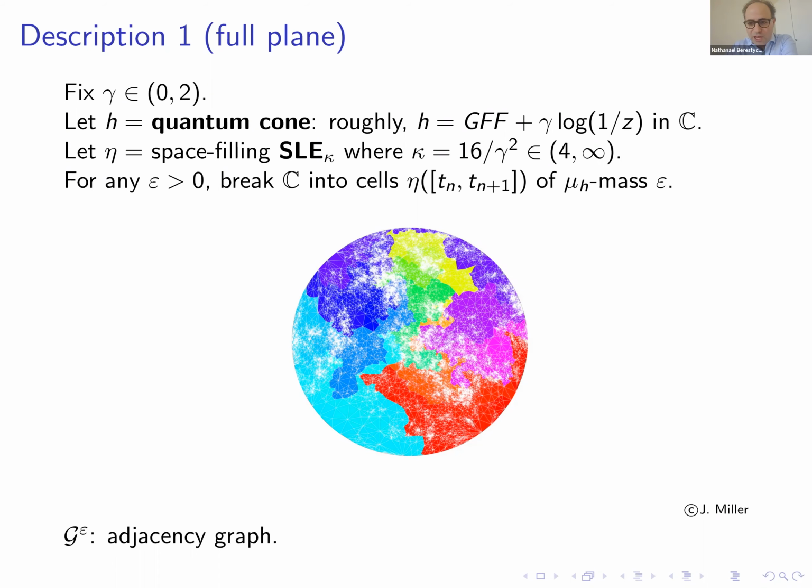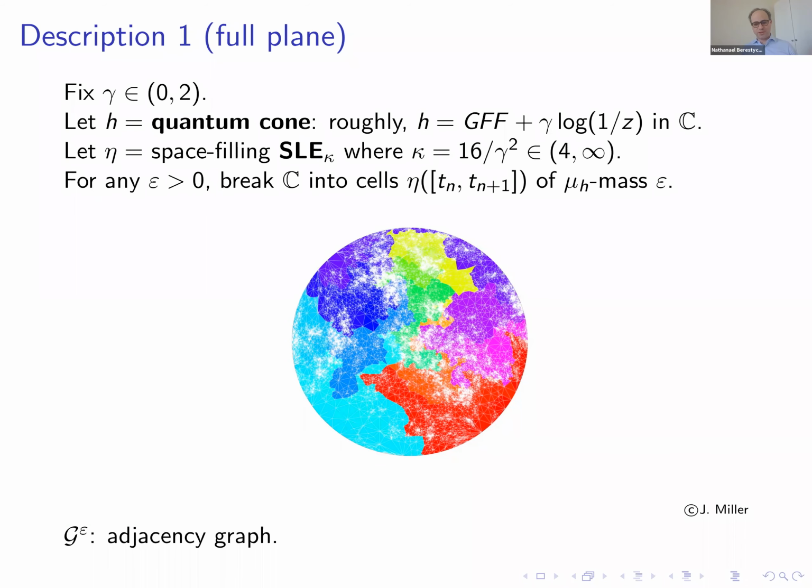So when kappa is between 4 and 8, the curve can touch itself, but not cross itself. Whereas when kappa is greater than 8, the curve is space filling. And the curve eta here that I want to consider is a space filling version of SLE. So when kappa is greater than 8, SLE is already space filling and there's nothing to do. So eta is really just a regular SLE curve. Whereas when kappa is between 4 and 8, you need to modify it.